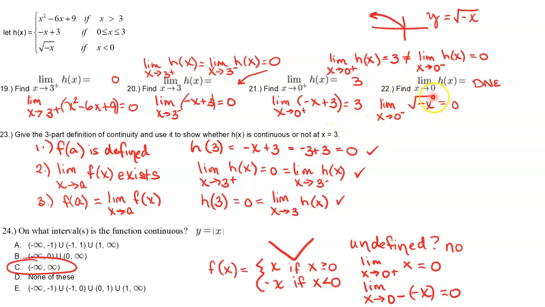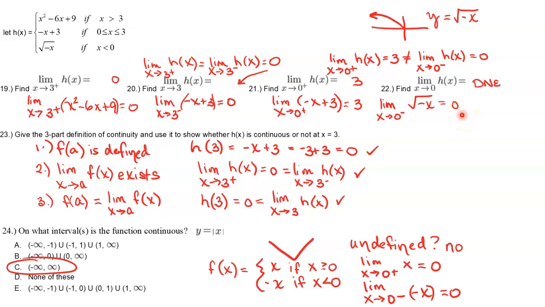Then they asked me for 22 to find the overall limit. Again, as we said on number 20, if you want to know the overall limit, you're going to have to find the limit from the left and from the right. We've already found the limit from the right, so let's take the limit from the left. From the left-hand side, those are values that are less than 0, so I would be using this piece. And so I would have the square root of negative x. I'll plug in here and I get the square root of 0.